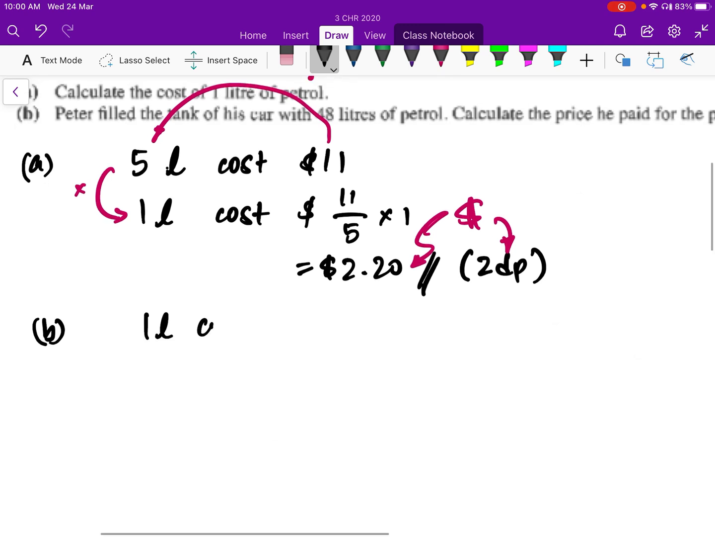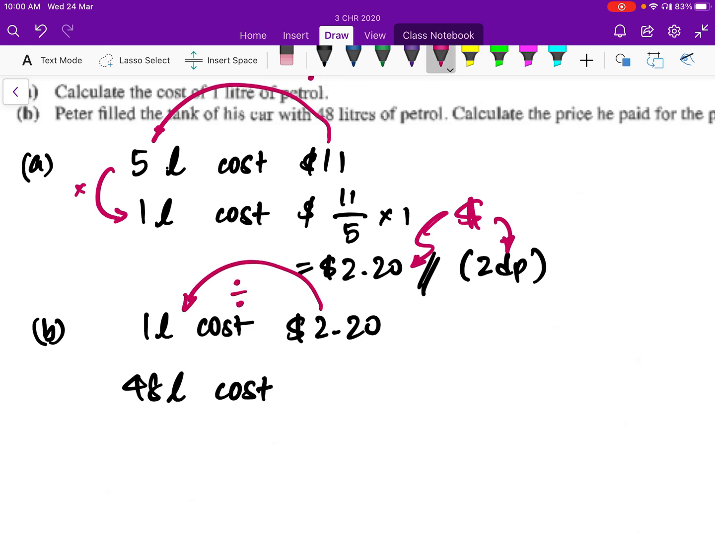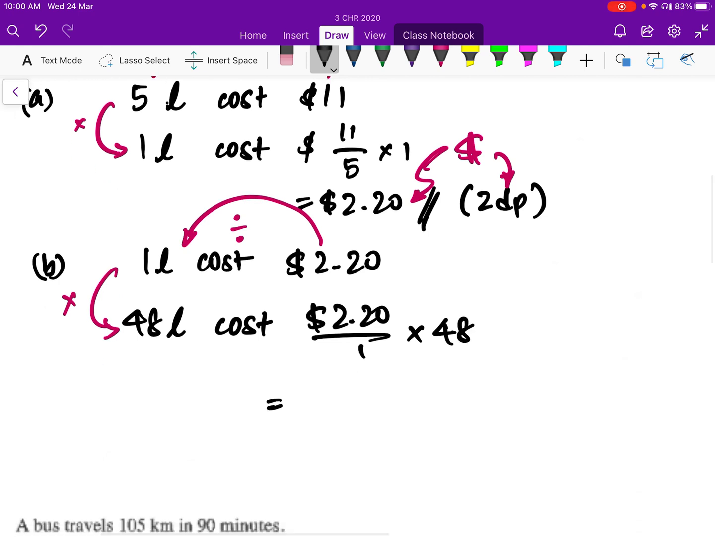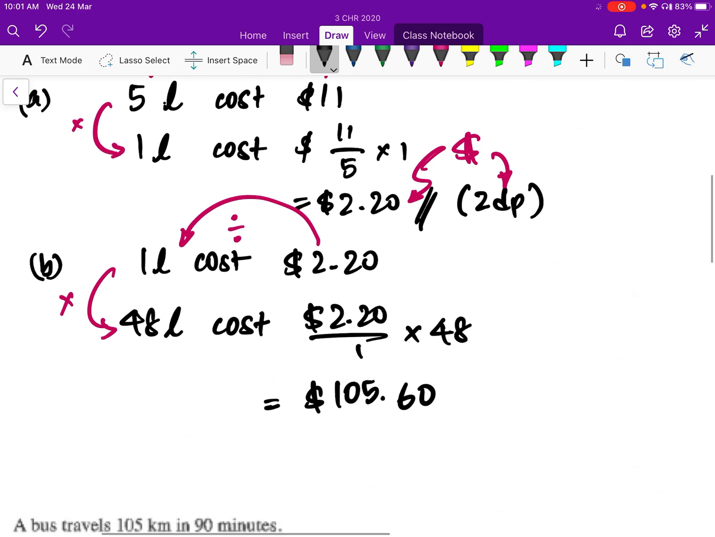So 1 liter costs $2.20. 48 liters will cost, same thing, do your division, do your multiplication. 2.20 over 1 times 48. So you get, wow, 105.6. So this is a realistic amount that you have to pay for petrol in Singapore.